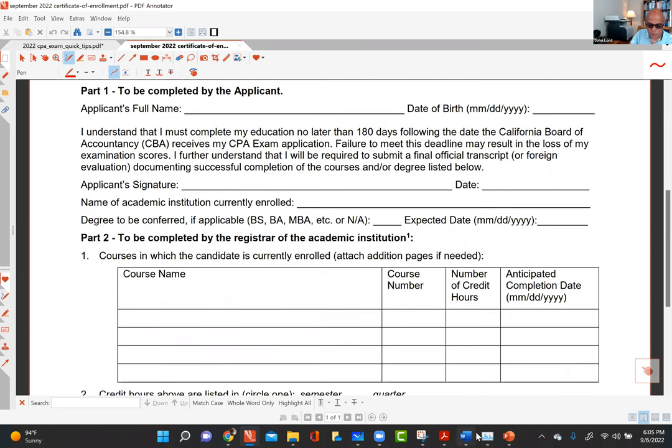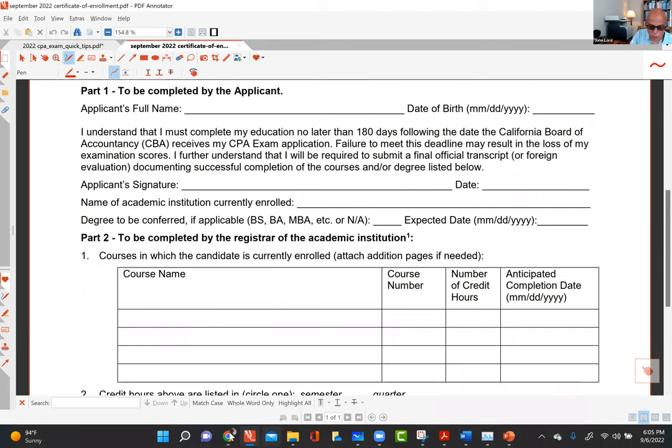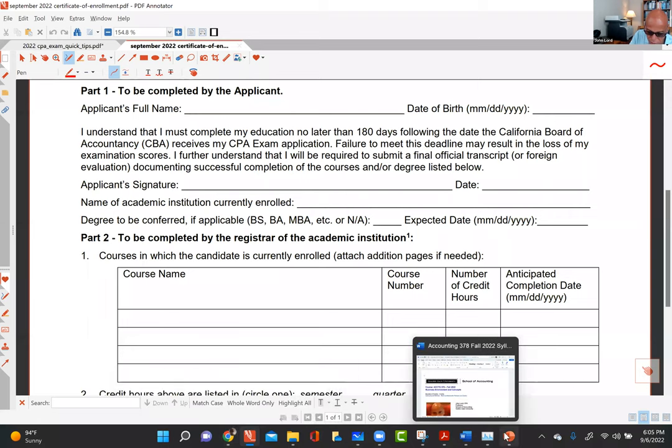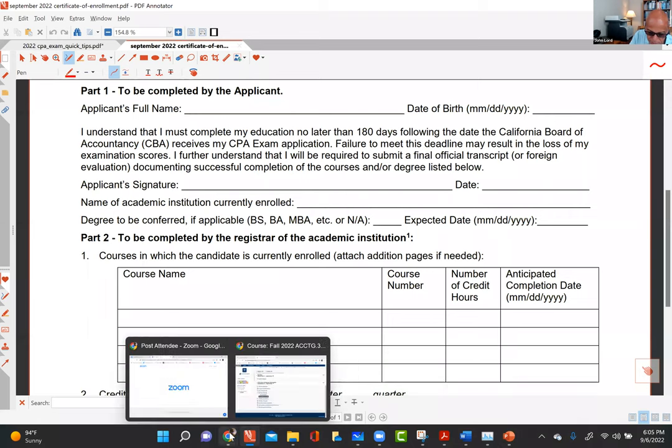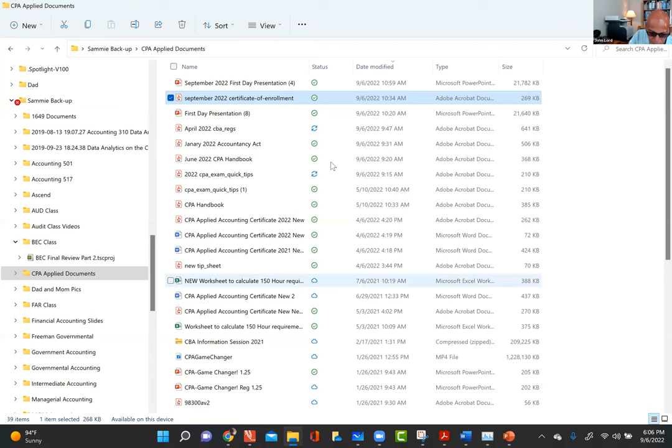Question? Okay, so there is really no reason not to be registering for the exam because you have not met the requirements yet, as long as you'll be meeting the requirements within 180 days. Now, when you fill out the CPA planning guidance document, and again, I'm going to pick it up here.